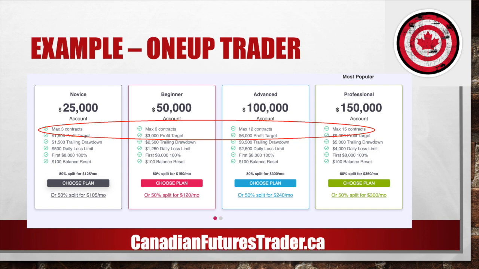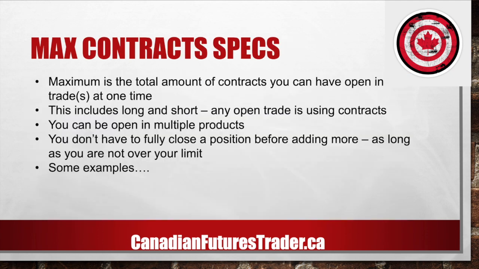It's all in the same kind of similar number, but they will vary. So what does the max contracts number mean, essentially? It's just the maximum number of contracts you can have open in a trade at any one time. And I'm going to go through a few examples.